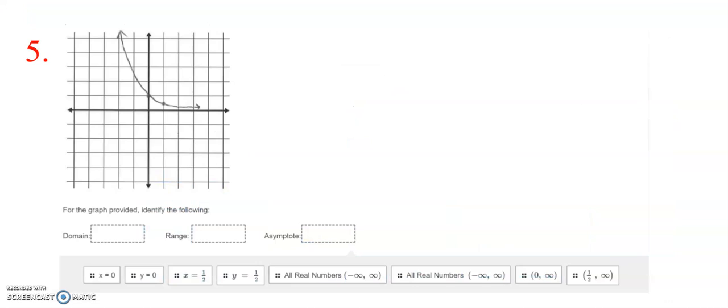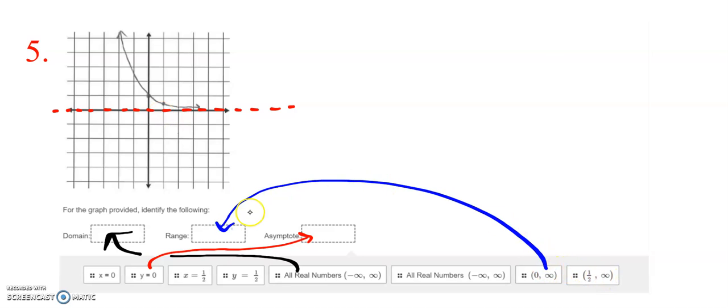Number 5, for the graph provided, identify the following. Well, this is some sort of an exponential. We know that our exponential domain is all real numbers. Because this is exponential, there is going to be a horizontal asymptote at y equals 0. Oops, I'm one ahead of myself. There's going to be a horizontal asymptote at y equals 0, which means that our range is everything that is greater than 0. So from 0 to infinity.